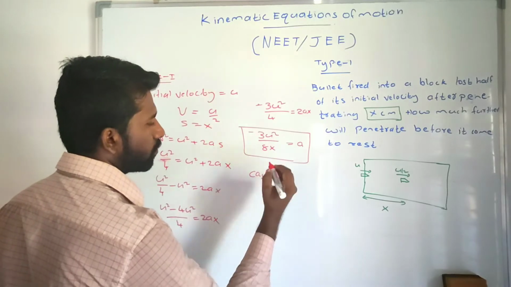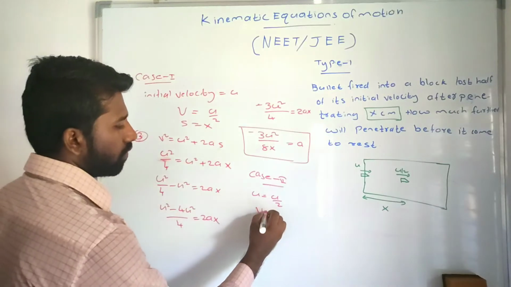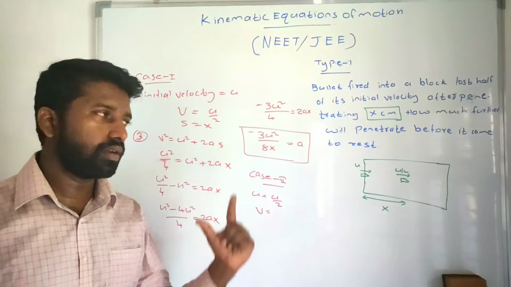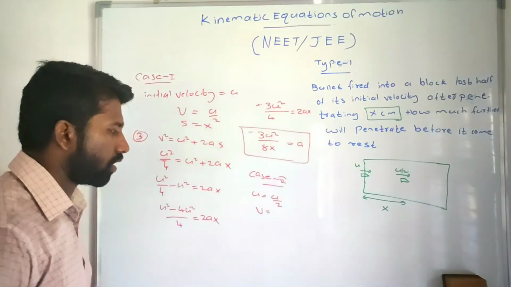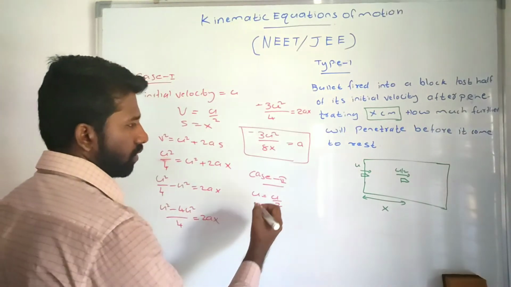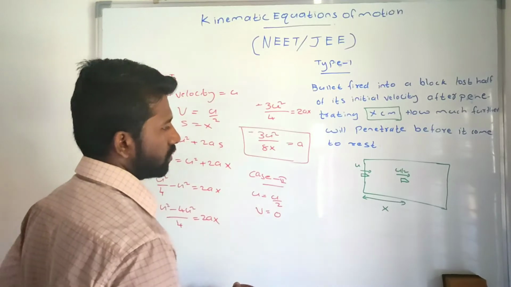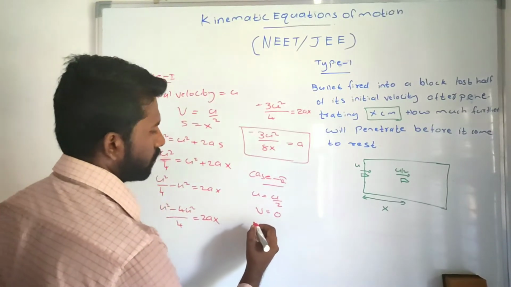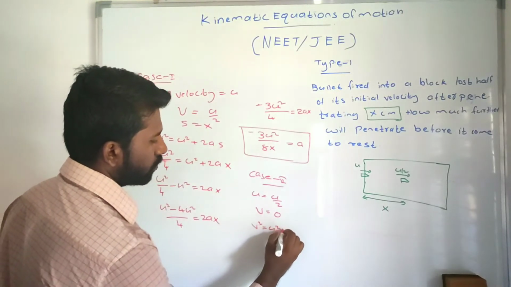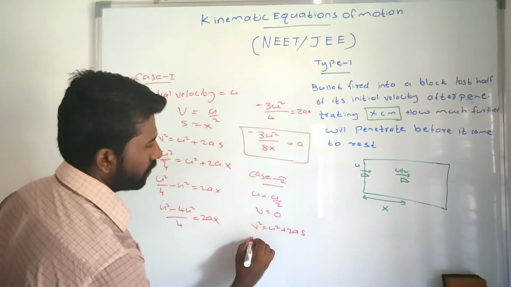Now we will see case 2. In case 2, what about the initial velocity? The u becomes u by 2, and for the final velocity we want to find out how much distance it will further travel before coming to rest. So v becomes 0, the final velocity is 0. And what about the acceleration? Acceleration is this, so we can substitute all that. It is the same equation of motion, v square is equal to u square plus 2as. Clear?